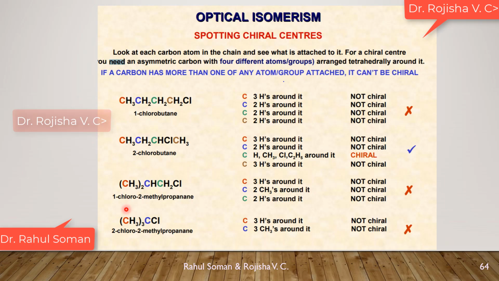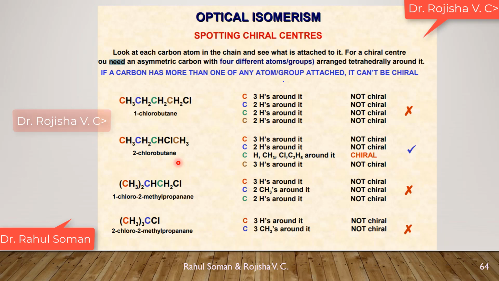The remaining ones do not have any chiral center, so all three of those will be optically inactive, and this one will be optically active. If a molecule has many carbon atoms, for it to be optically active, at least one of the carbon atoms should be asymmetric or chiral.